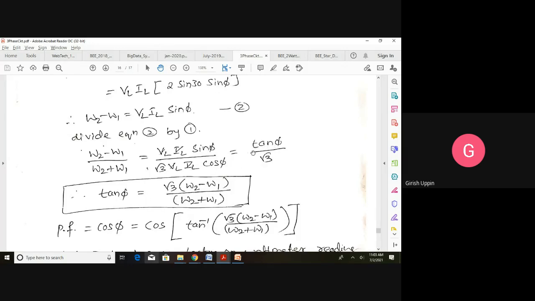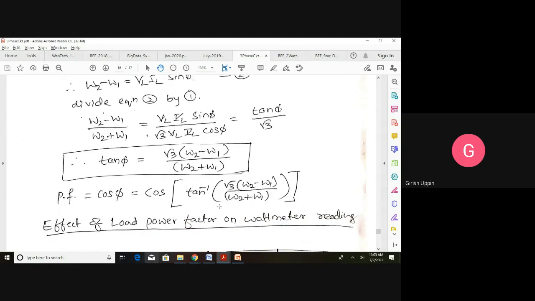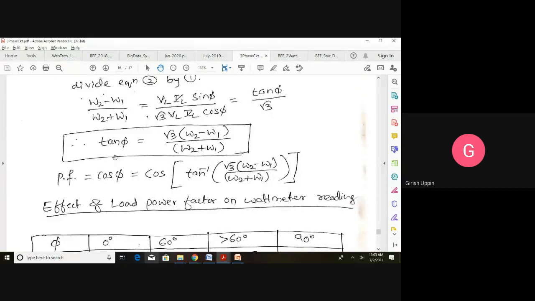Therefore, tan φ is equal to what? You take it to the right hand side: root 3 times (W2 minus W1) divided by (W2 plus W1). So this is another important formula you will remember. With just the wattmeter readings, I can find the tan φ value, and tan inverse of that value is nothing but the angle. Therefore, power factor is equal to cos φ, and what is φ? Cos of, in square brackets, tan inverse of this whole thing. If you remember just this formula, that is sufficient. Once you find φ, apply cos on that, that is the power factor.